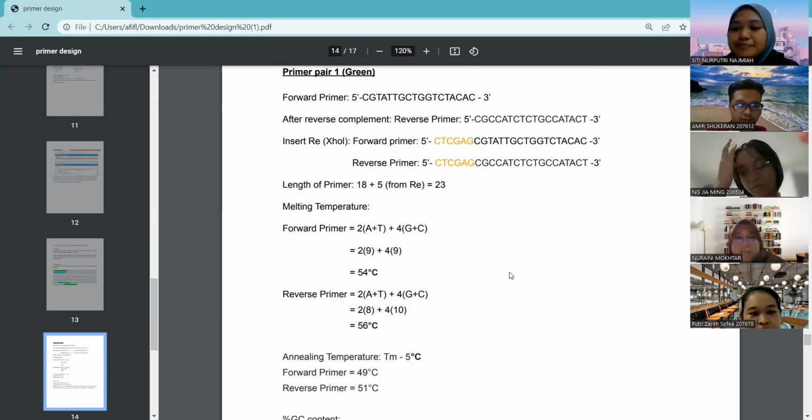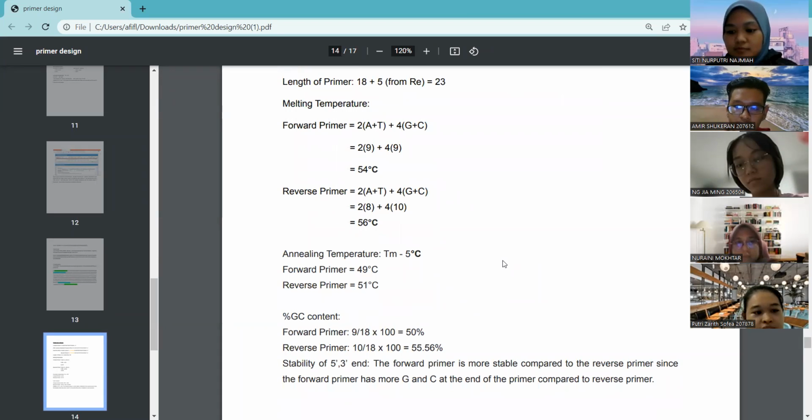And the melting temperature for the forward primer is 54 degrees Celsius, and for the reverse primer is 56 degrees Celsius, in which both of the primer melting temperatures are in between the acceptable range, which is from 52 degrees Celsius to 58 degrees Celsius. It is important for the primer melting temperature to not be lower or even higher than the optimum temperature, because it will lower the efficiency of the primer and also can increase the chances of secondary annealing.